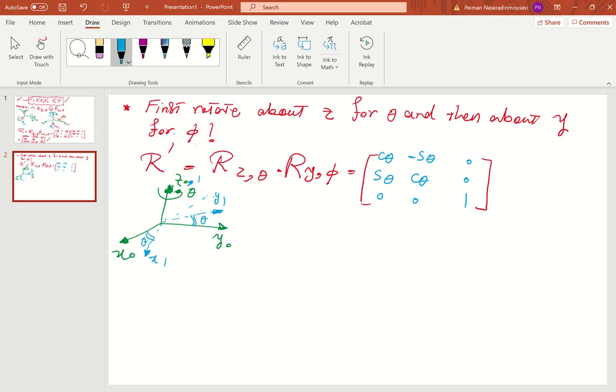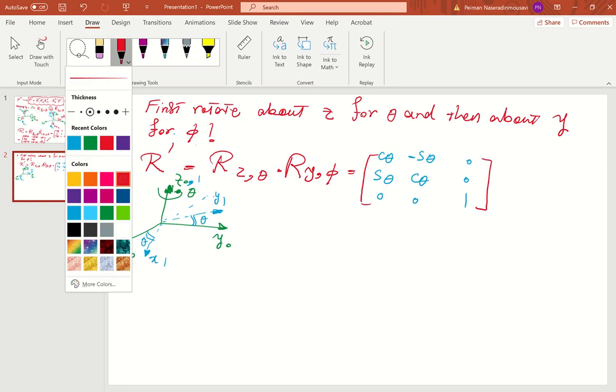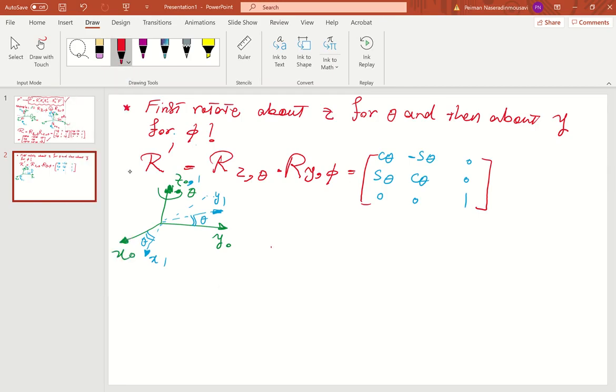Now if you rotate with respect to the y, see here I'm changing phi, so we're going to rotate around the y, by phi, right? So you're going to have again z2 and x2, right?